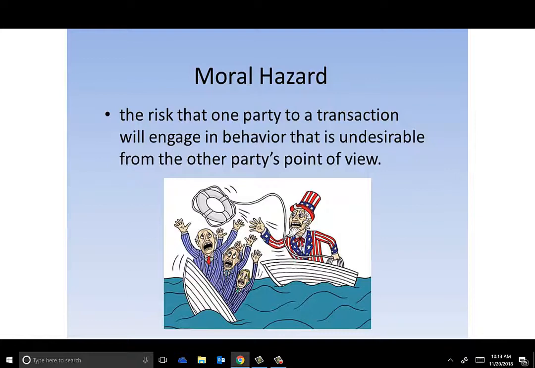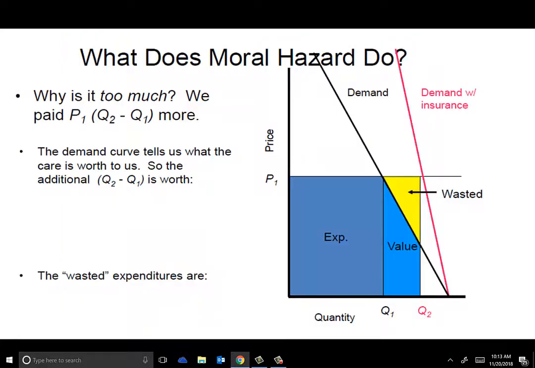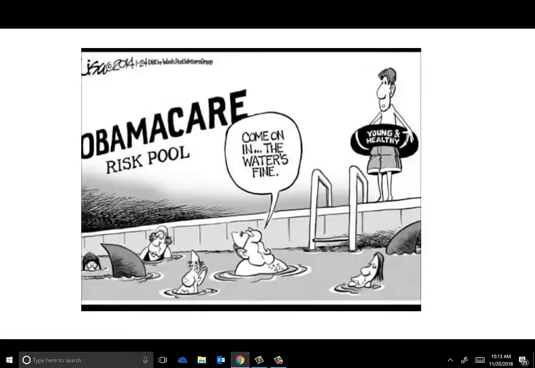We talked about moral hazard and why that is an issue, that some people may engage in behavior undesirable from the other party. We talked about why with health insurance there's the waste. Right, so you might get too many healthcare services because the insurance is there. And then this funny comic, I like it anyway, about the risk pool. This young and healthy guy standing there, and then there's the old sick folks in the Shark Tank saying, "Come on in, the water's fine. He's young and healthy. Why does he want to be in there?" Right, that damages the risk pool.